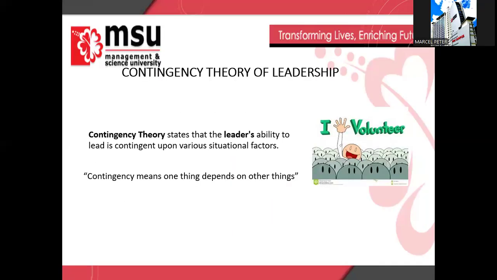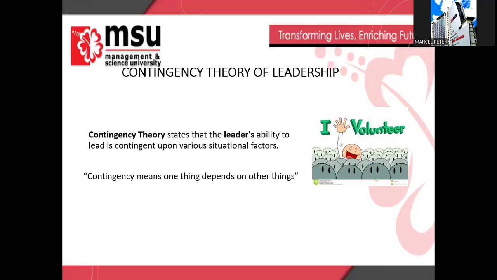Now, moving on to the new paradigm of leadership. The first one is the contingency theory of leadership. Here, the theory states that a leader's effectiveness depends on the situation. In other words, there is no single best leadership style that works in all situations. The word contingency means one thing depends on other things. And according to this theory, a leader must adjust their style.